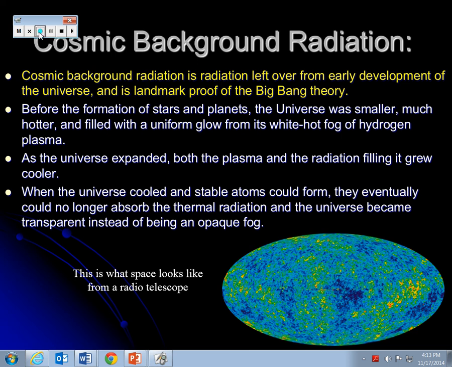This right here is a picture in the bottom right-hand corner. This is what space looks like from a radio telescope. I'm attempting to show you background radiation, which is these little bits of green.